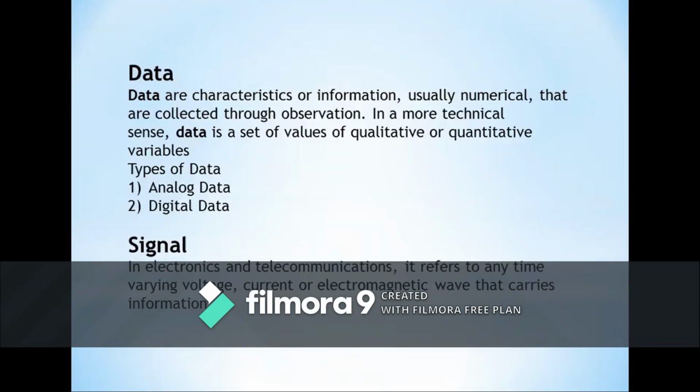Analog data is the type of data that varies continuously, smoothly with respect to time. Voice and video are the best examples of analog data. Digital data is the type of data which can take discrete values, that is, discrete in nature. Examples of digital data are text and integers.